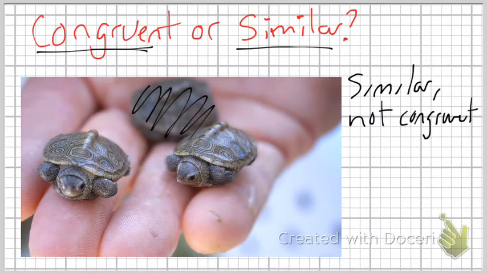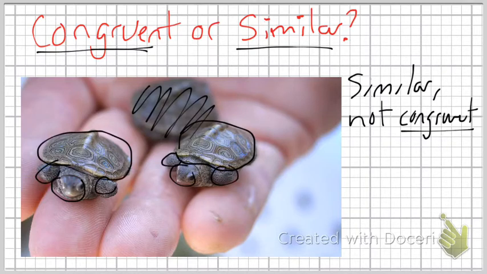Two reasons for that. First of all, they're two different beings. They're two different living creatures. So unless they were born as twins, which is very unlikely, they would not be the same. Okay, they're not congruent. However, they are very similar in the sense that their shell shape is the same, their head, their arms, everything.